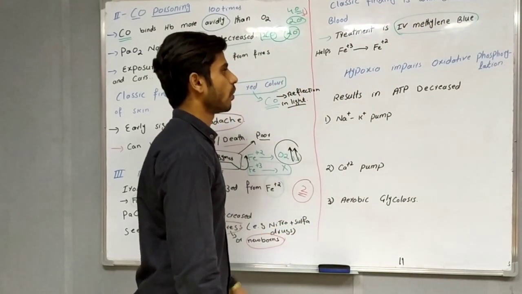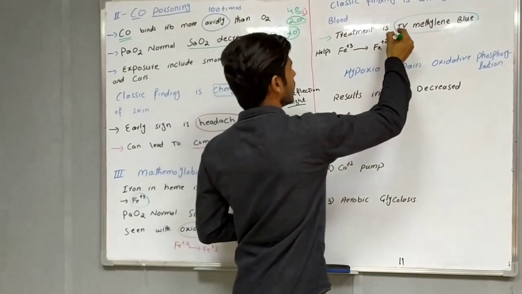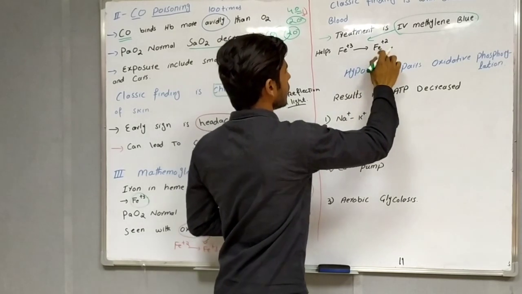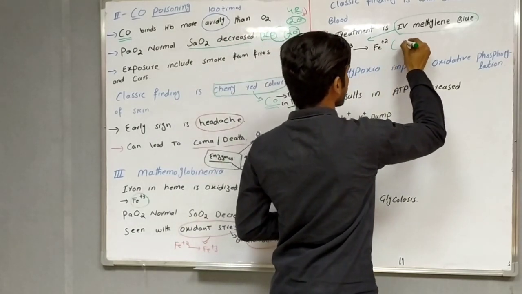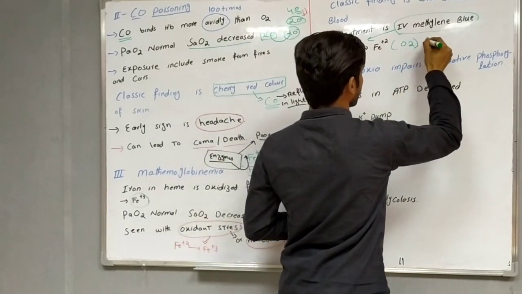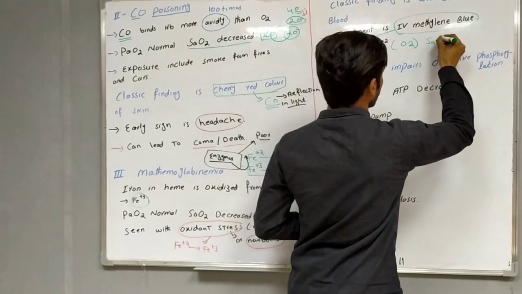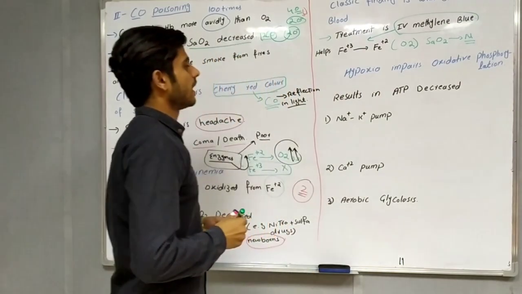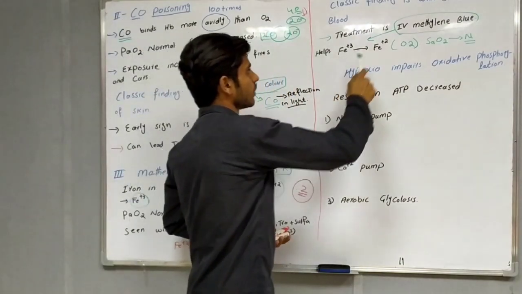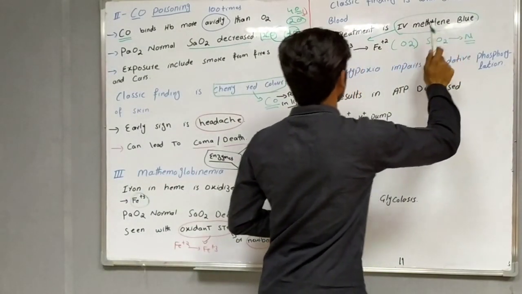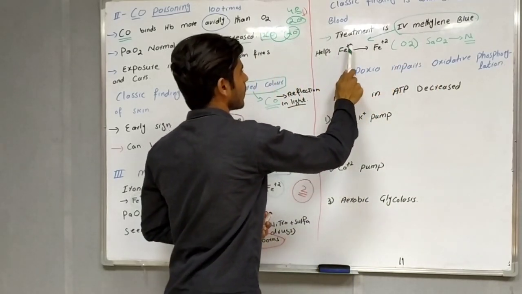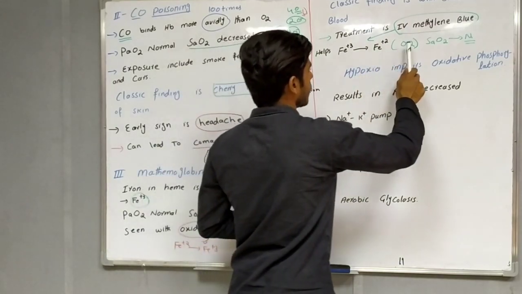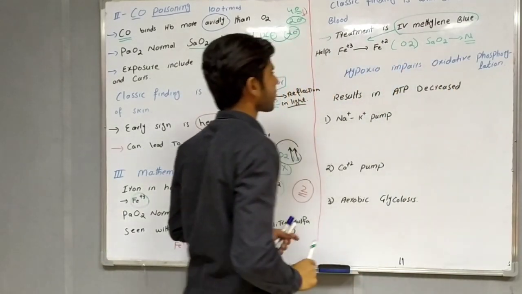What will this drug do? This drug will help the change of Fe+3 into Fe+2, and Fe+2 will normally bind with oxygen and bring SaO2 towards normal. So SaO2 will be normal and the disease will be overcome. The methylene blue will reduce Fe+3, causing Fe+2 formation, and then Fe+2 will again bind with oxygen and SaO2 will be normal.